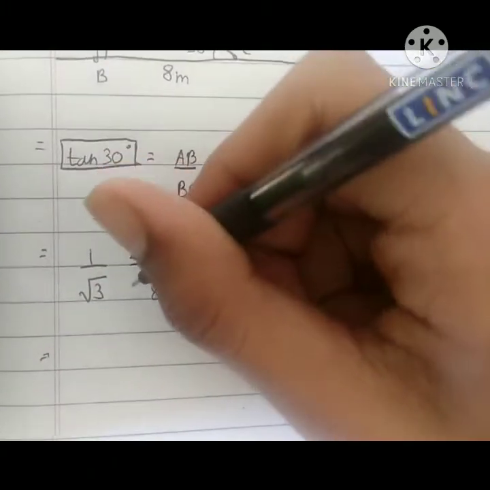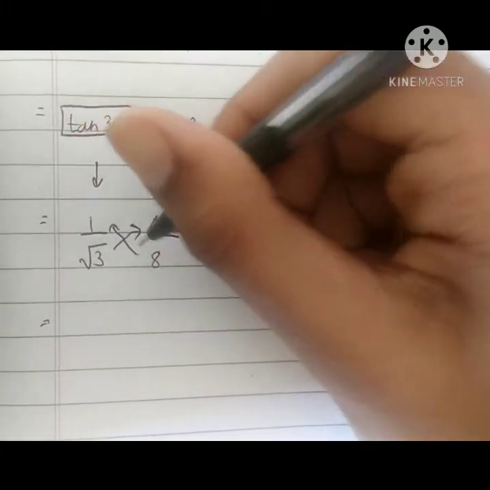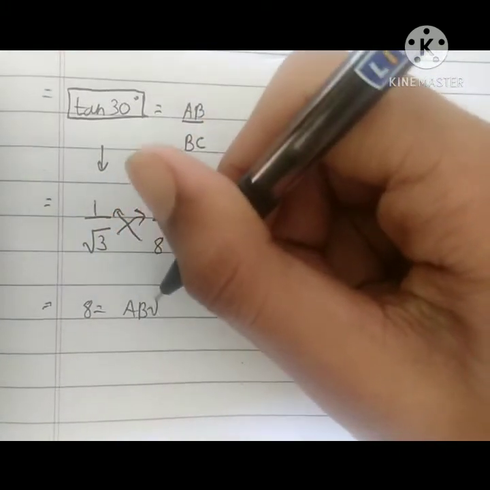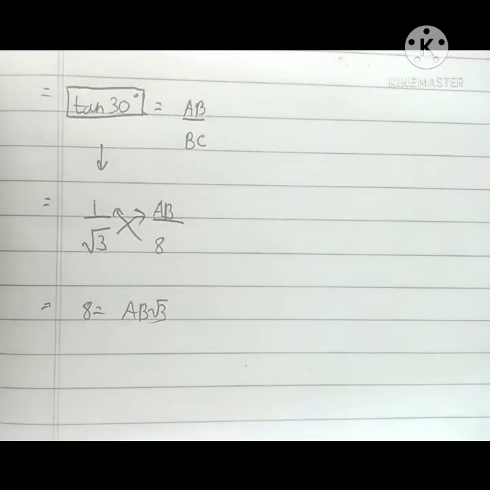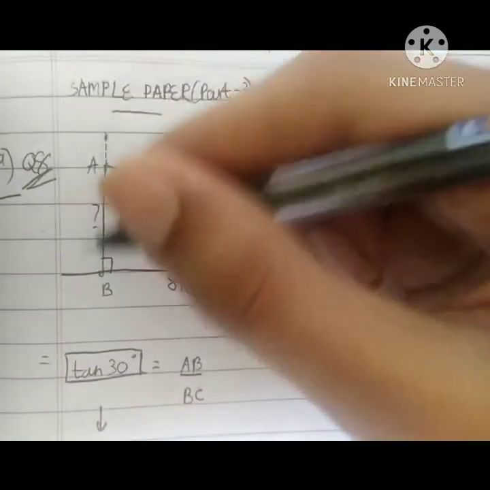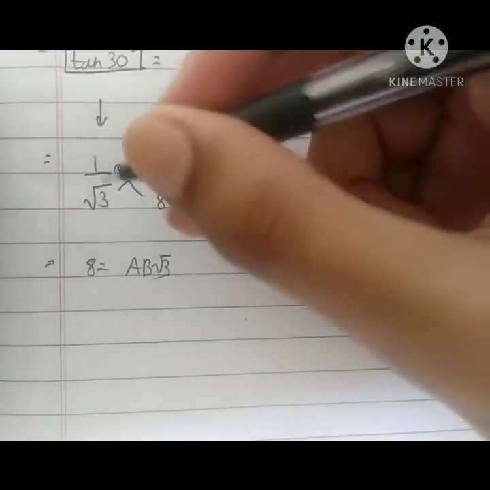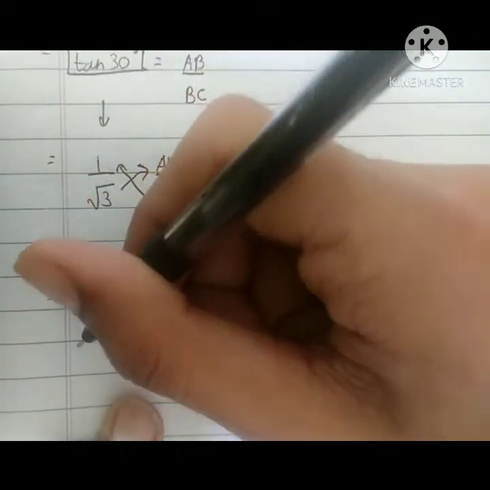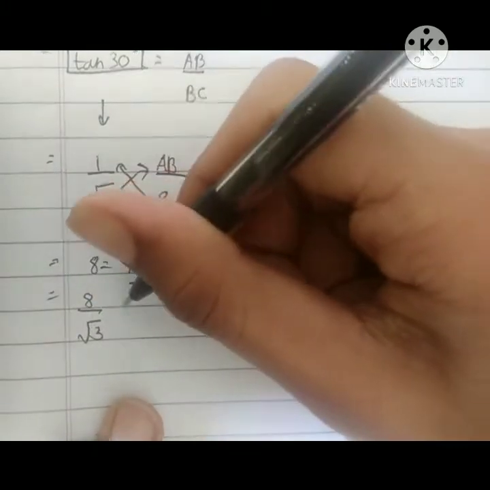So by cross multiplying, 8 is equal to root 3 AB. But friends, what do we need? We need the value of AB, right? So in this equation I can see that there is AB. So 8 by root 3 is equal to AB.